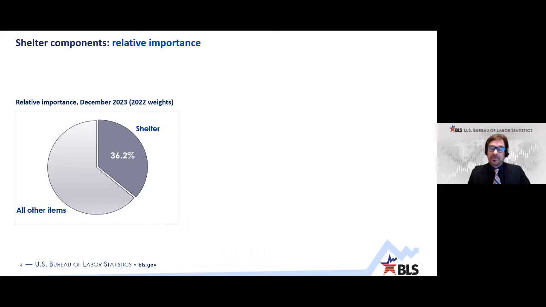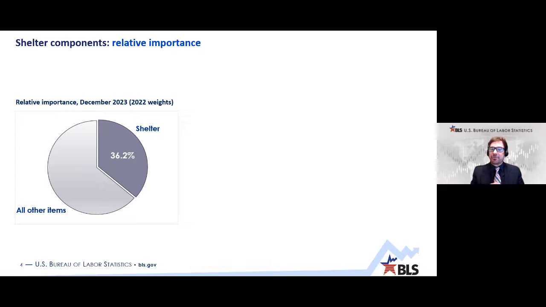So one can deduce from that that the shelter component has caused the CPI not to return to pre-pandemic levels fully. Now, shelter does have a noteworthy contribution to the headline all items index. As of December 2023, its weight in the CPI market basket was 36.2%.